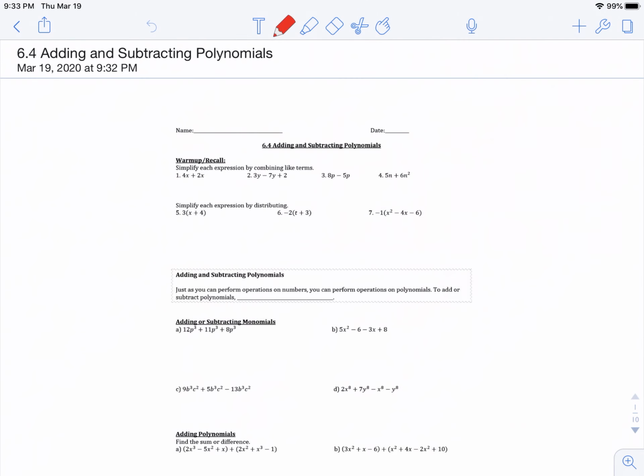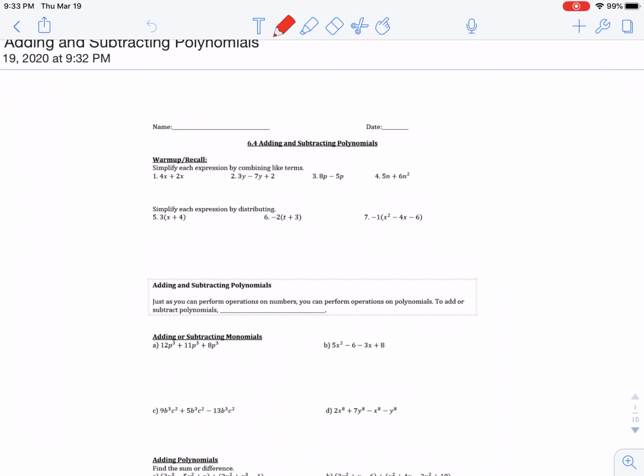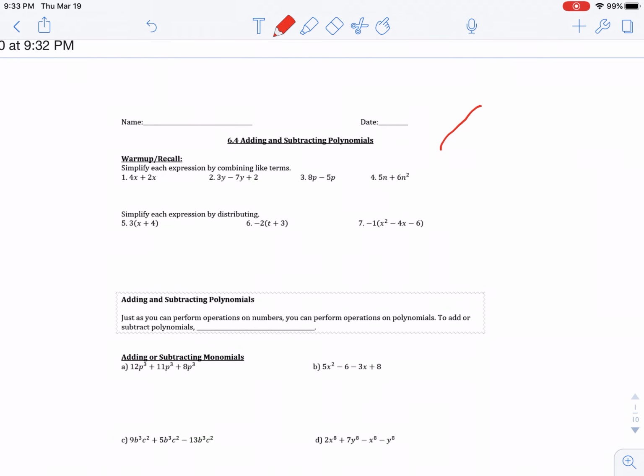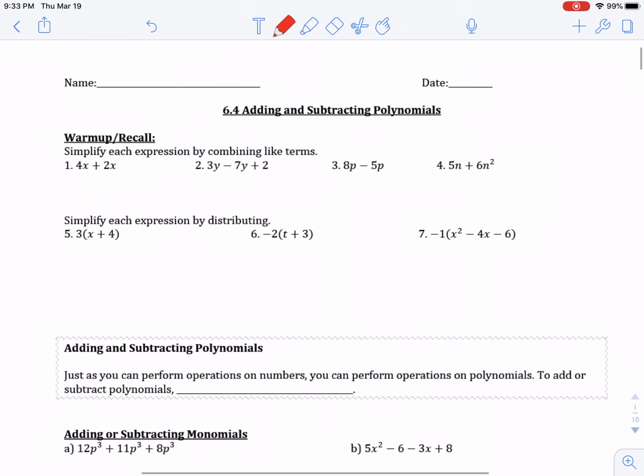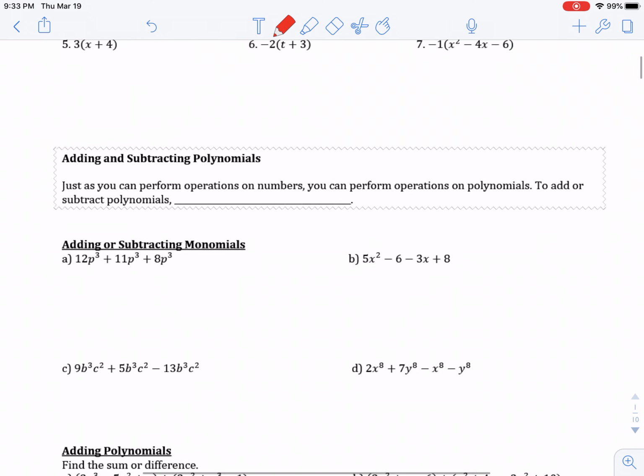All right, everyone, next lesson, 6.4, adding and subtracting polynomials. So the top part of this slide is warm-up, do now type problems that you should know how to do, just combining like terms and/or distributing. So you could do those on your own.